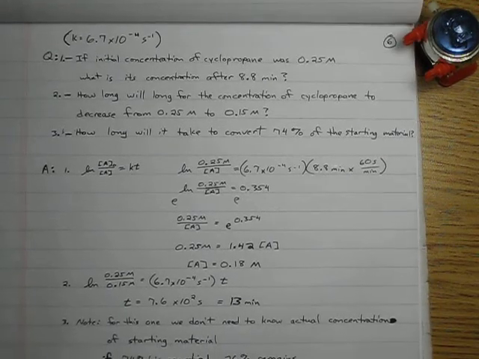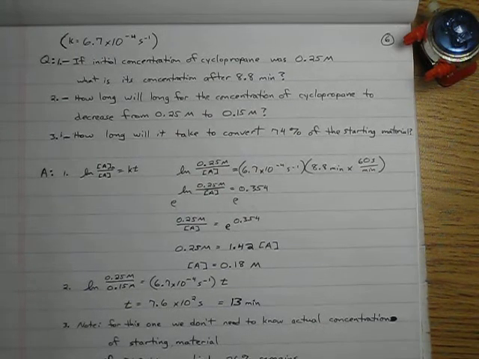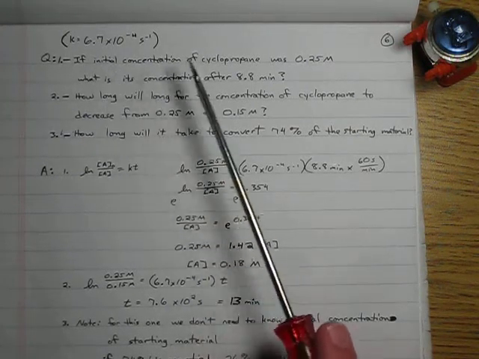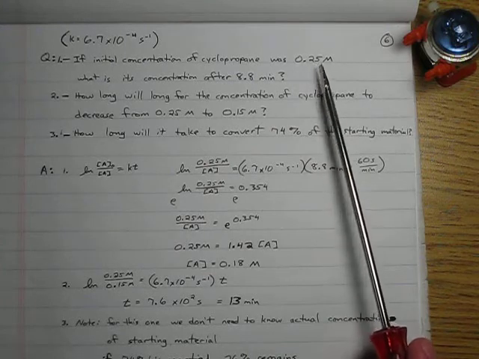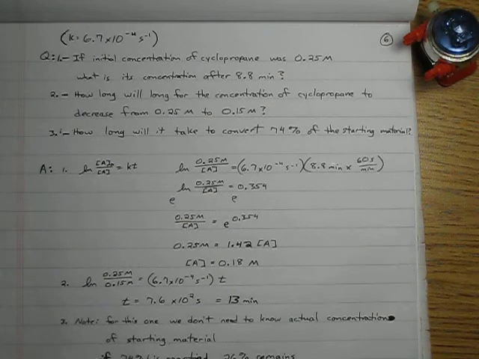So the question is, and I've rewritten the rate constant up there so remember it, 3 questions. Awesome. Don't you love it when you can ask 3 questions in the same problem? It's triple the fun. If the initial concentration of cyclopropane was 0.25 molar, what is its concentration after 8.8 minutes? Okay, you started the reaction with 0.25 molar cyclopropane. 8.8 minutes after the reaction started, what is the concentration of the cyclopropane? What's the concentration of your reactant still?